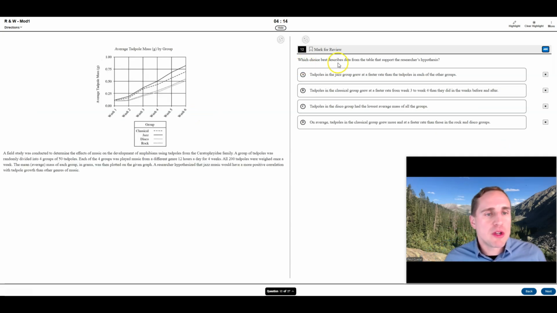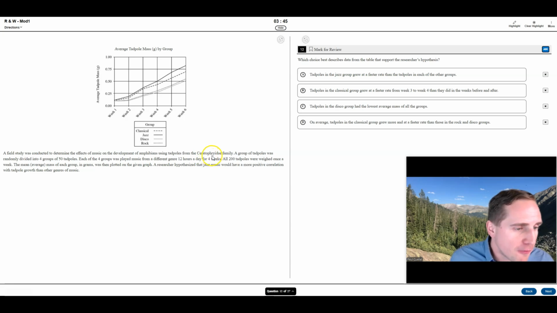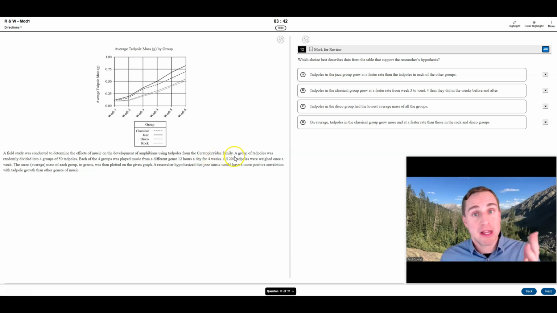Now, we have which choice best describes the data from the table that support the researcher's hypothesis. So we have week 1, 2, 3, 4, 5, 6, average tadpole mass on the vertical axis by group, and then we have different line types shown as far as classical, jazz, disco, or rock music in terms of groups. So a field study was conducted to determine the effects of music on the development of amphibians using tadpoles from the Ceratophryidae family. I don't know.